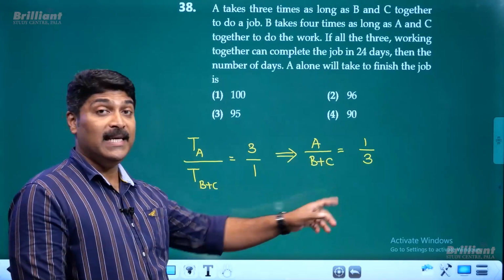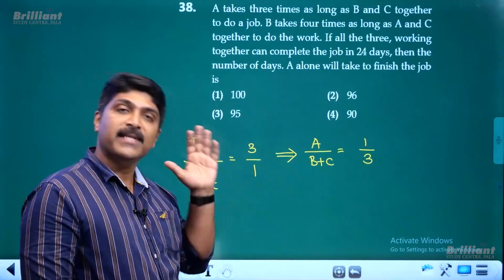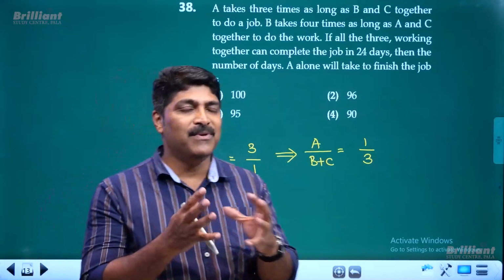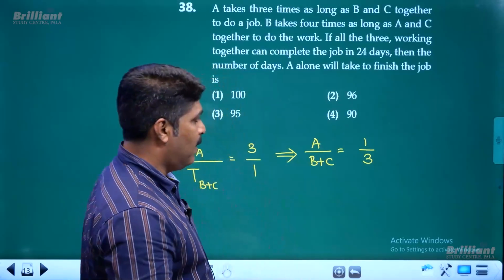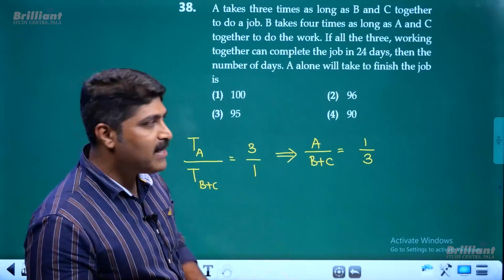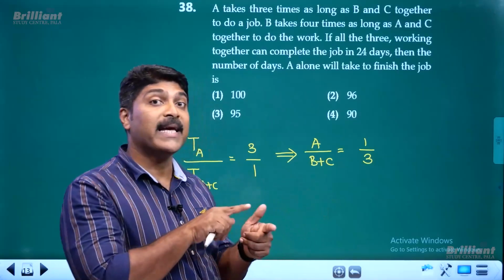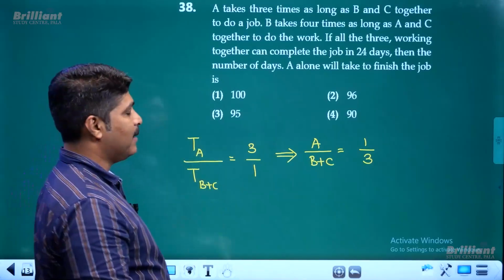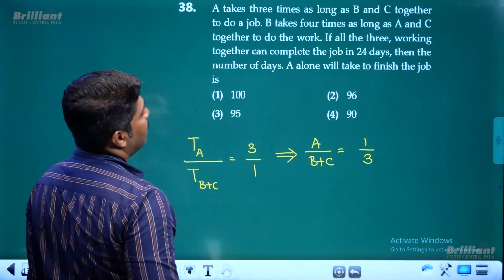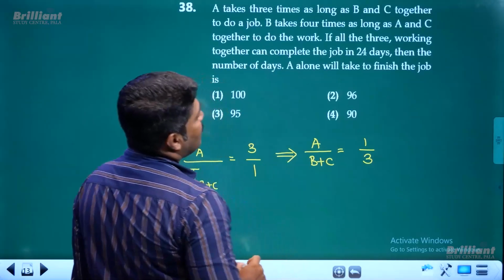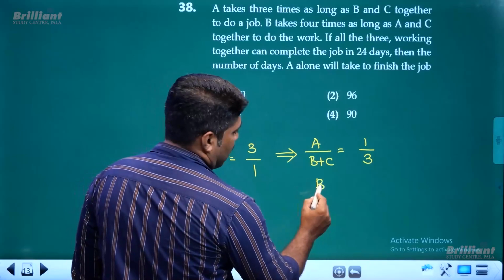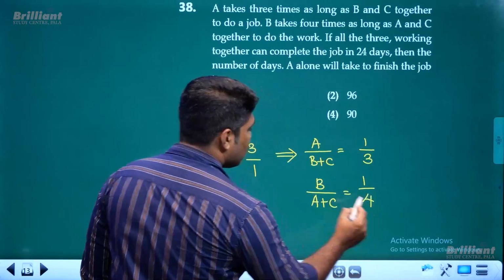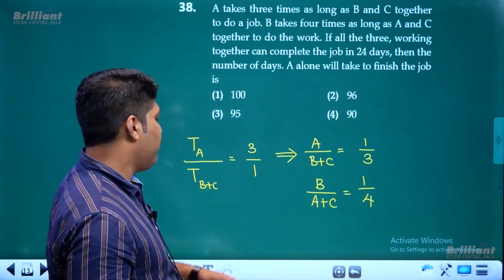Here efficiencies, we are not simply writing efficiency, because A is representing the efficiency of A and B plus C is representing the combined efficiency of B and C. But whenever we are expressing the required time, at that time we are using an arrow for representing the number of days there. Got it? By using the same logic, here we will get B takes 4 times as long as A and C, therefore we can write it as 1 by 4. From here we are starting.